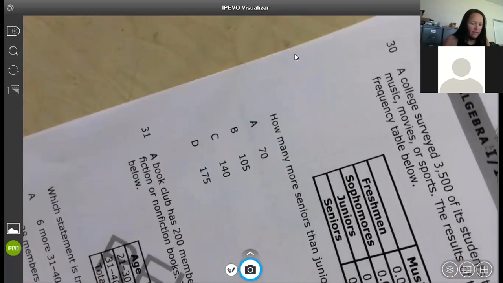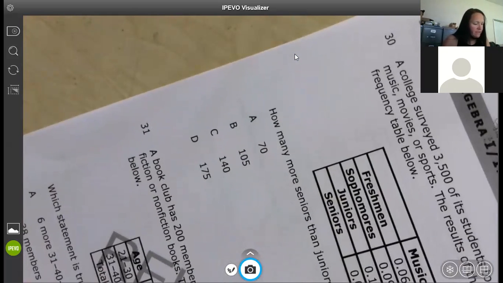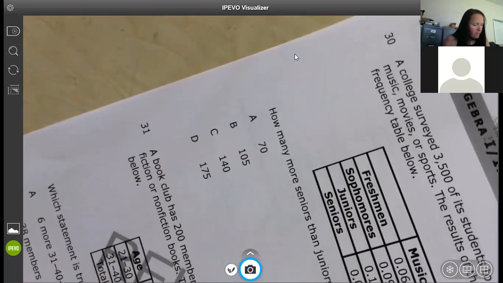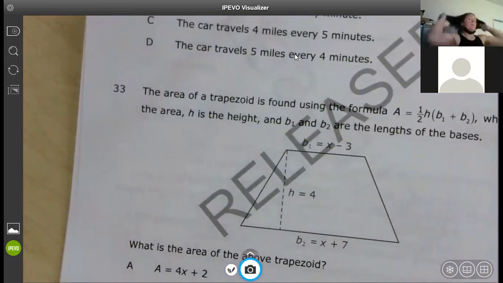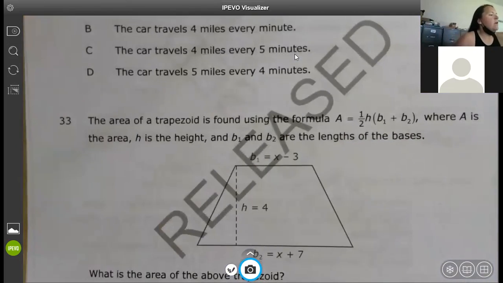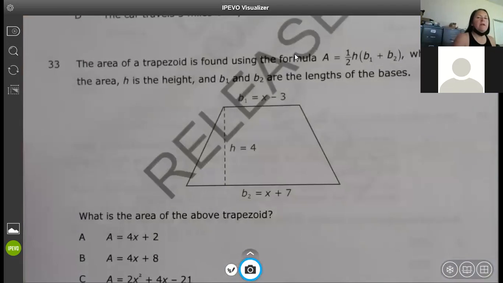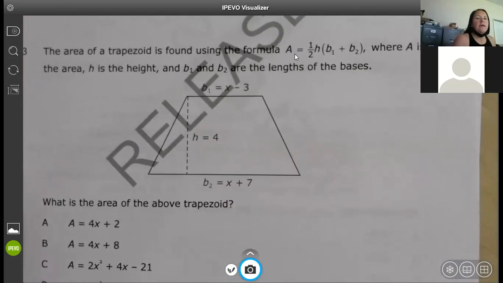Notice there's a lot, y'all. This is a released version. Notice there's a lot of charts on here or whatever. Look at 33. Look at 33. And again, we'll come back and we might do some of these that we skipped in just a minute, but I'm trying to find some easy ones.